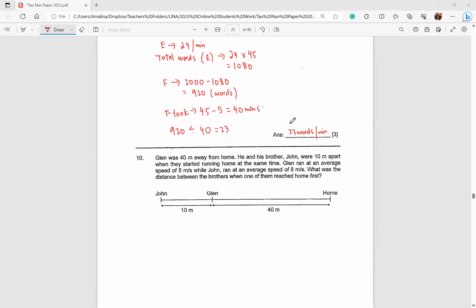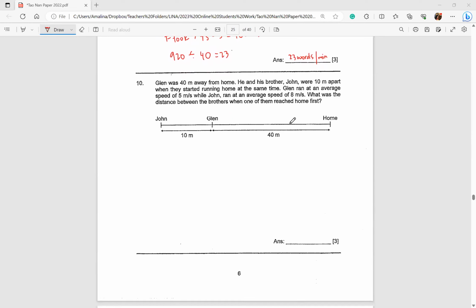Okay, question number 10. Glenn was 40 meters away from home. He and his brother John were 10 meters apart when they started running home at the same time. Glenn ran at an average speed of 5 meters per second. So Glenn's speed is 5 m per second. And John's speed is 8 meters per second.